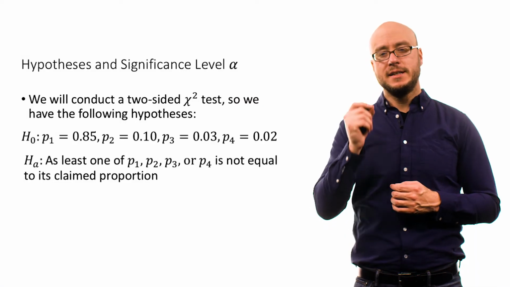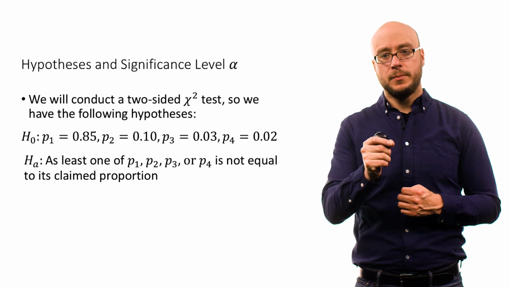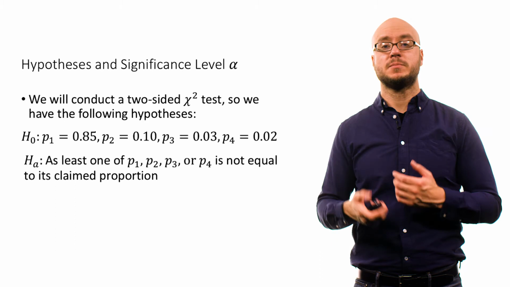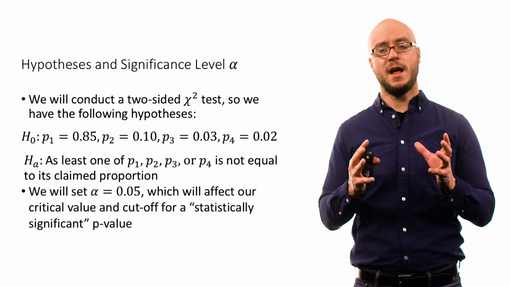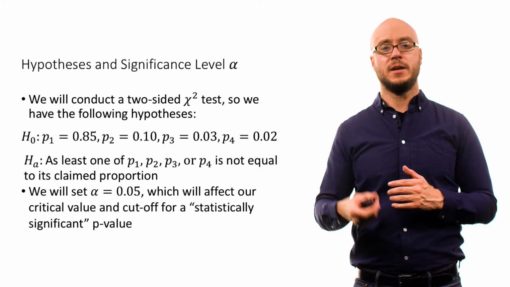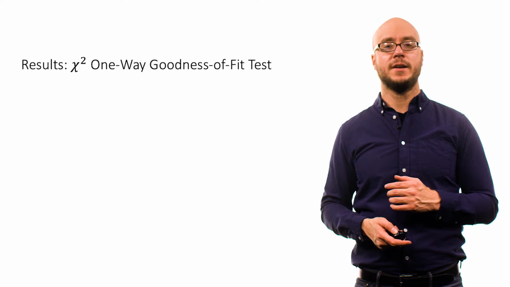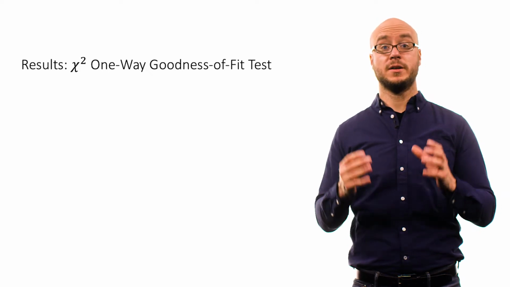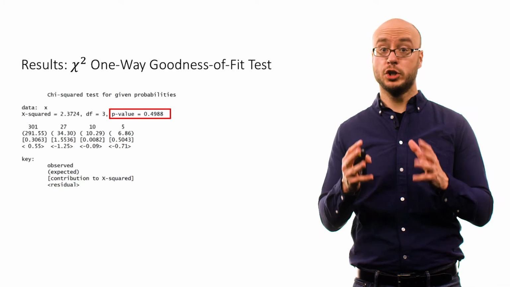The alternative is that at least one of these proportions in the population is not equal to its claimed or hypothesized proportion. We're going to set alpha to 0.05, which again will affect our critical value and our calculation of our p-value. We're going to use statistical software to actually conduct this test. You could calculate it by hand, however.